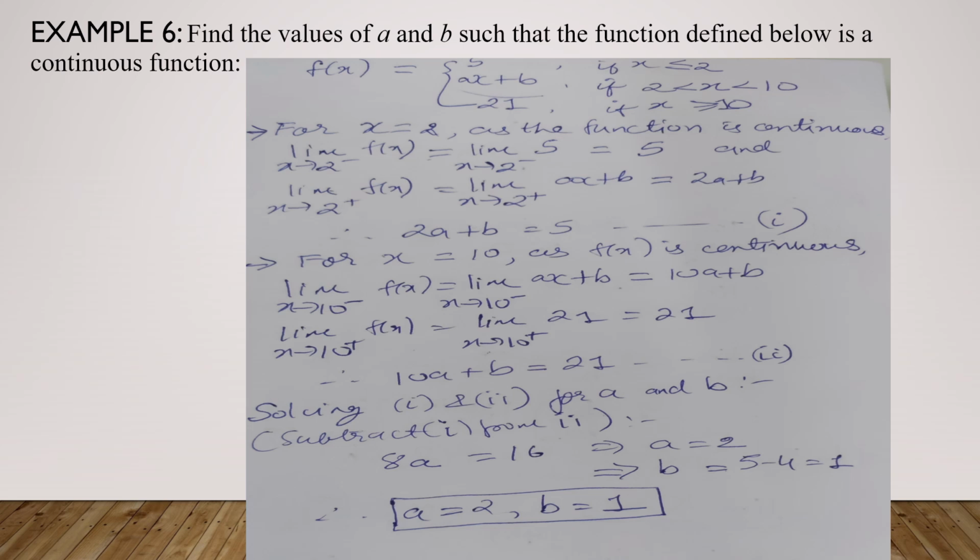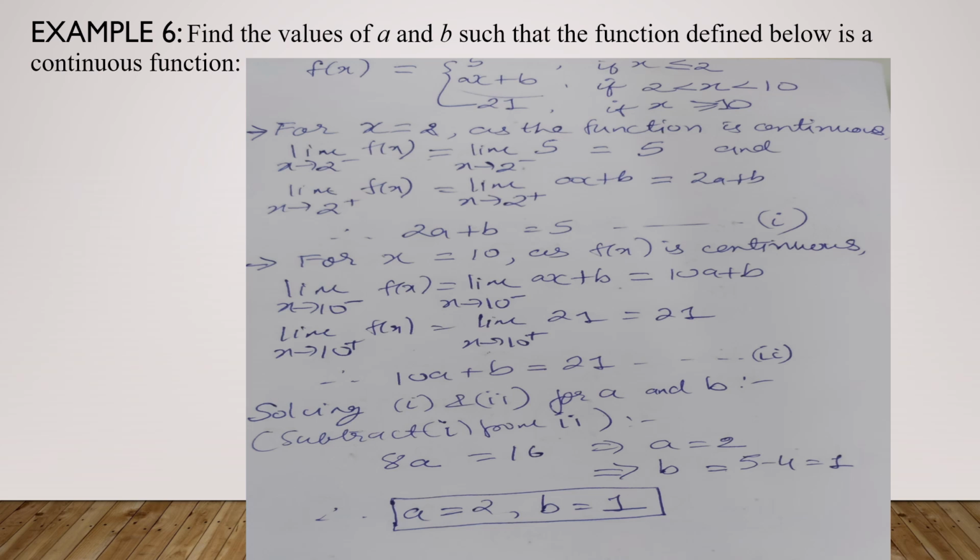Limit x tends to 2 from the right hand side of f(x), that means it is the second case, x is greater than 2. In this case the function is defined as ax plus b. You put x as 2. So limit x tends to 2 plus of ax plus b is 2a plus b. Since it is continuous, the left hand and right hand limit at x equal to 2 should be equal. So 2a plus b equal to 5. This is the first equation.